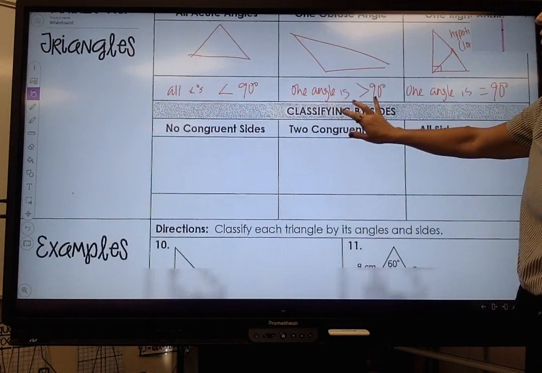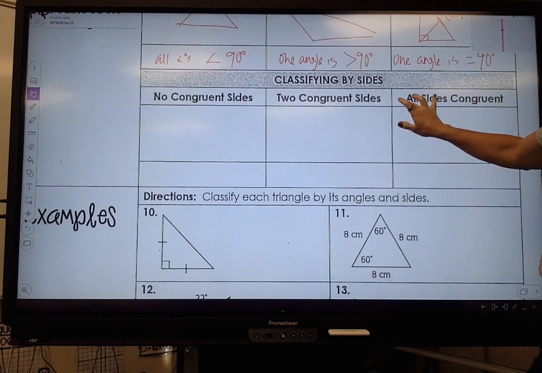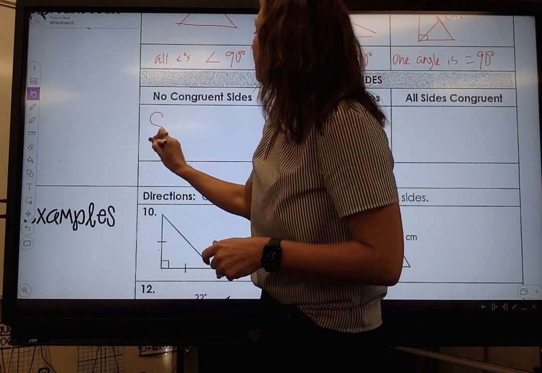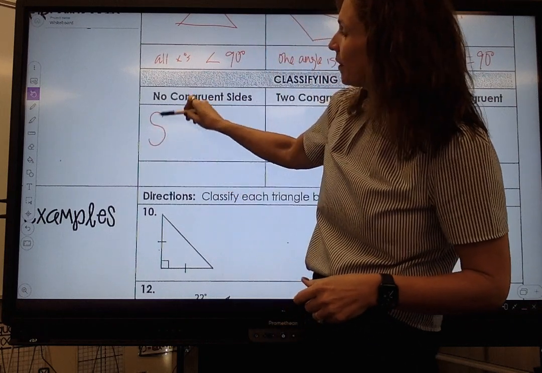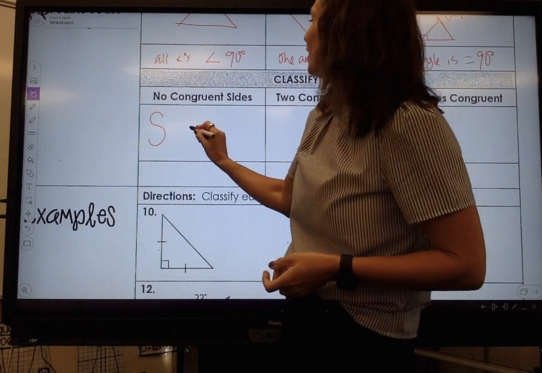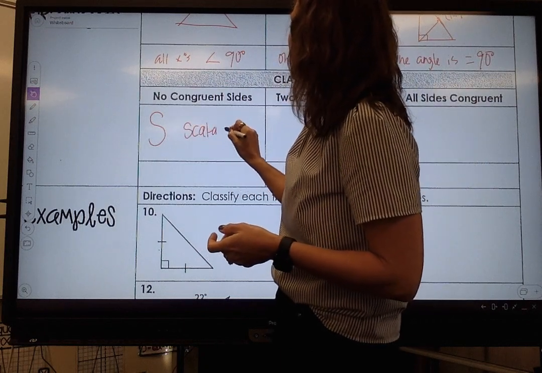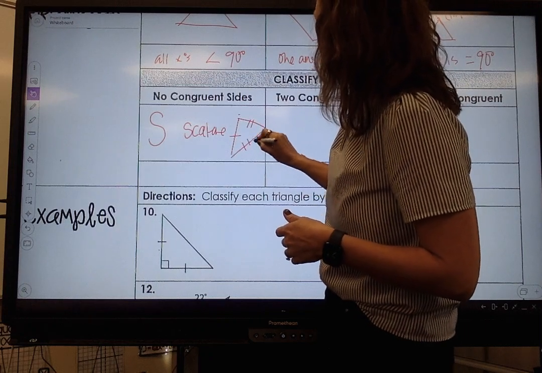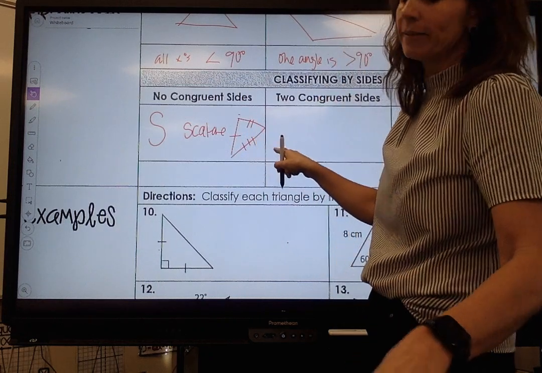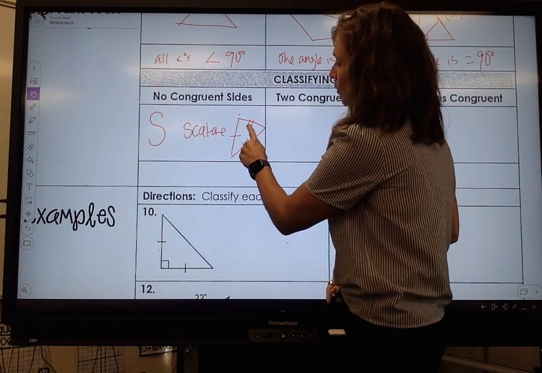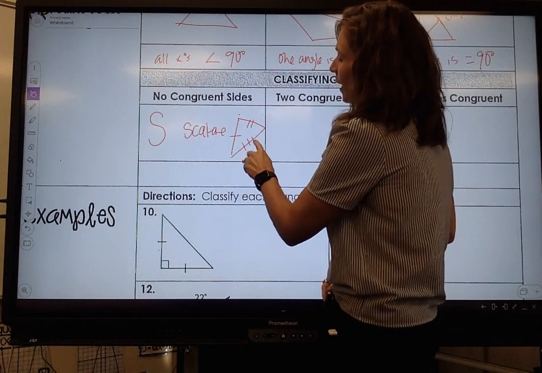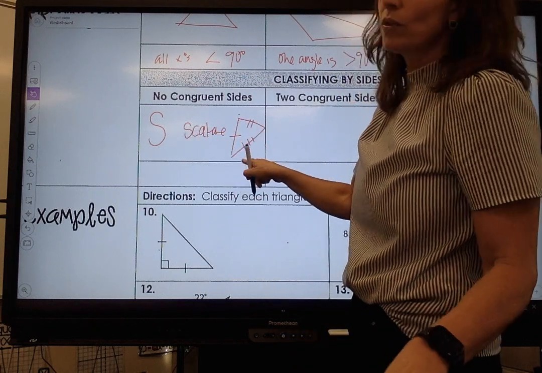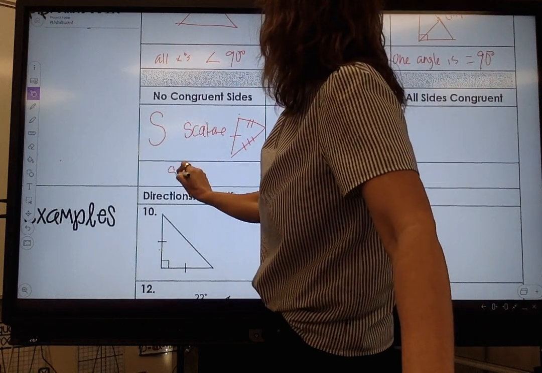Now, when you classify triangle by sides, here's what I like to think about. How many lines are parallel in the letter S? No. So a scalene triangle has no congruent sides. And this is what the marking looks like for scalene. These tick marks represent congruency. And since they're all different, they all have different measurements. So a scalene has no sides that are congruent. So this is a scalene triangle.